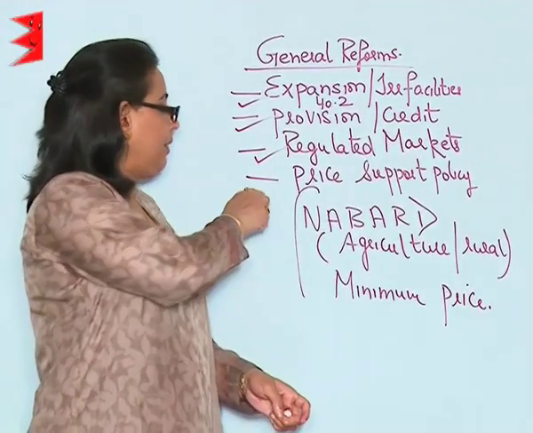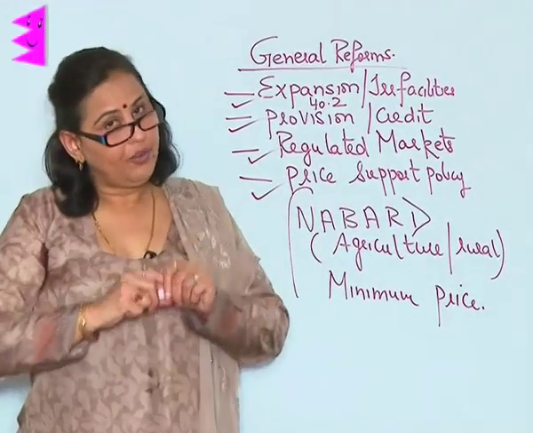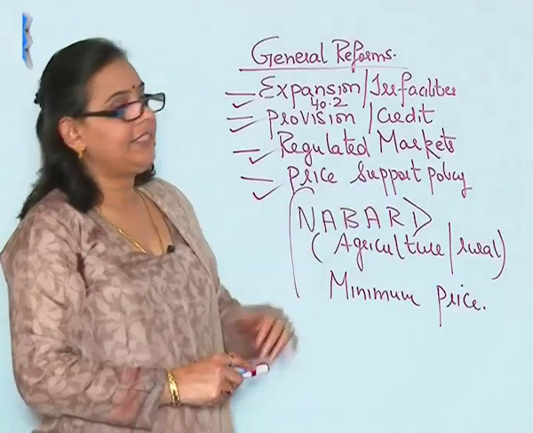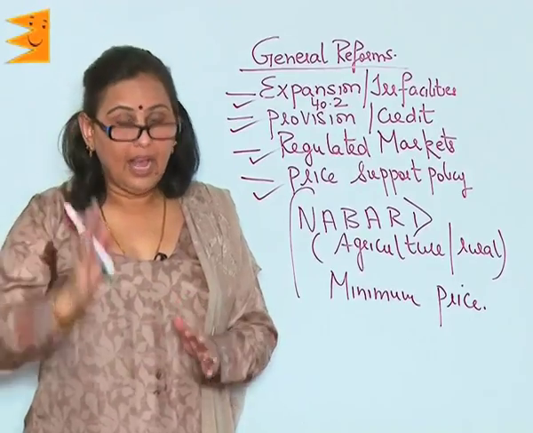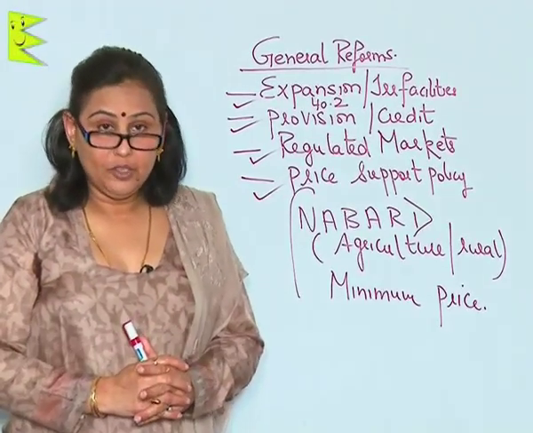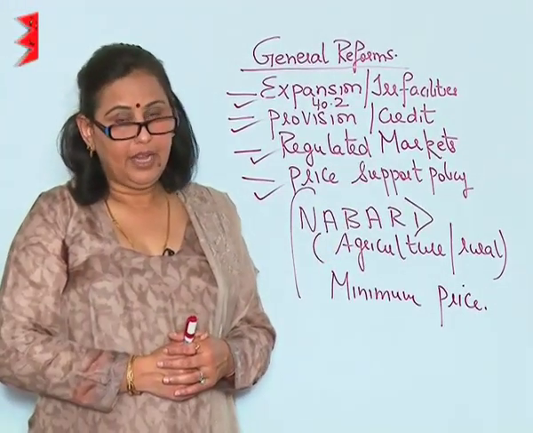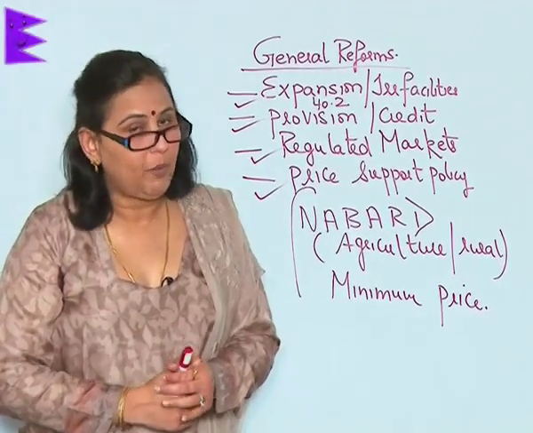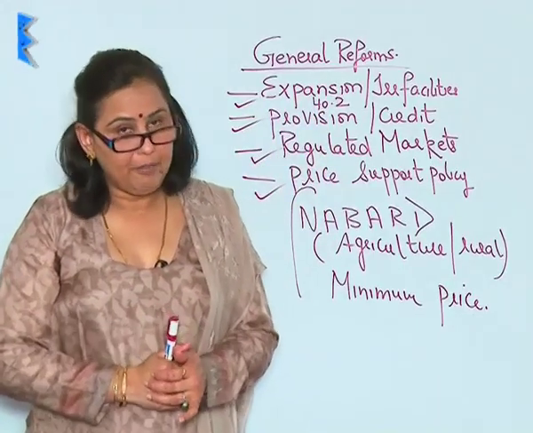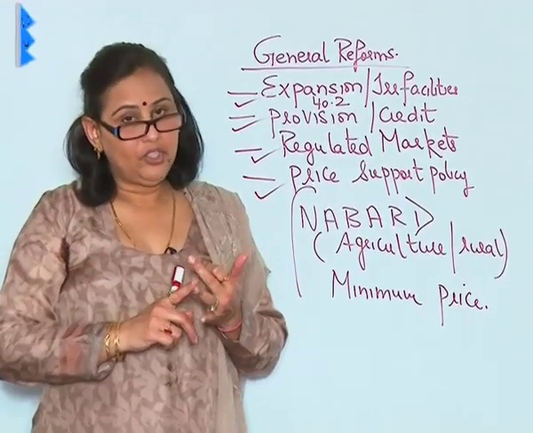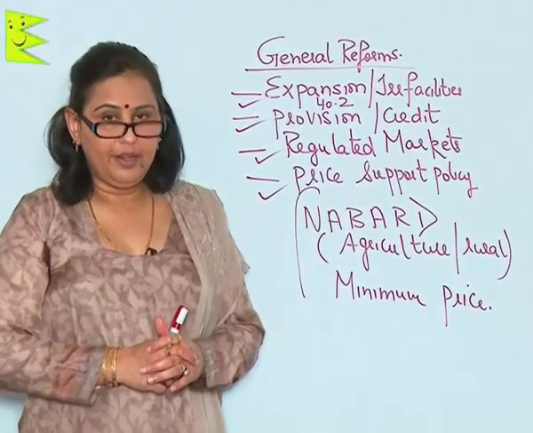The next general reform is the policy of price support. The government fixes or announces the minimum price for the grains beforehand so that the Kisan, or the Indian farmer, is not forced to sell his product at throwaway prices, and the minimum support price is always provided to him. So these were the three reforms which have been initiated by the government of India, the technical, the general and the land reforms, which have given a great boost to Indian agriculture.